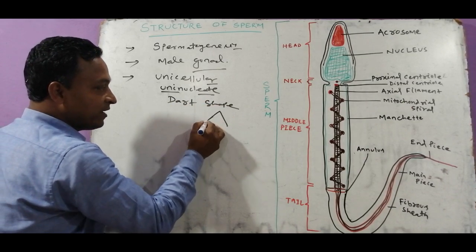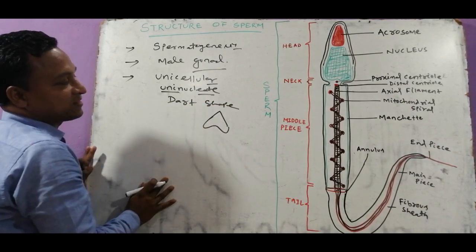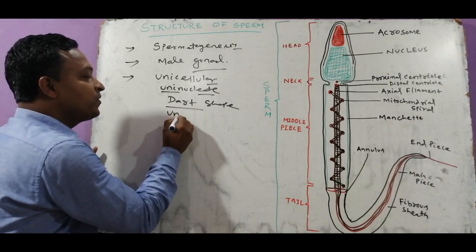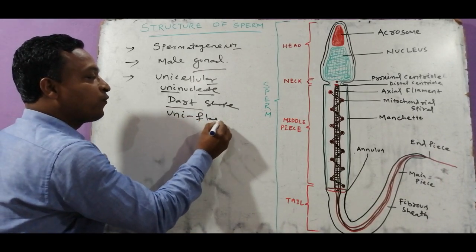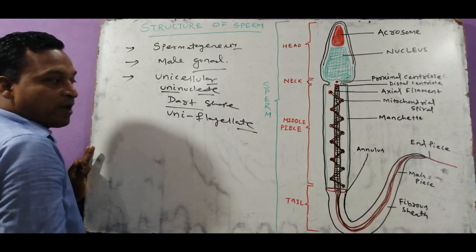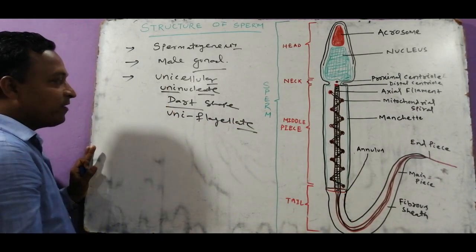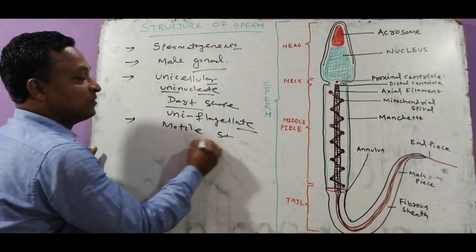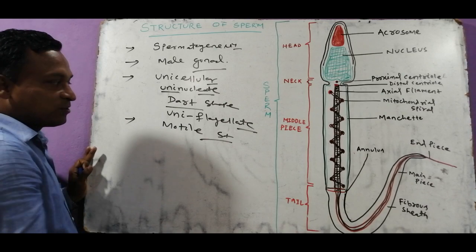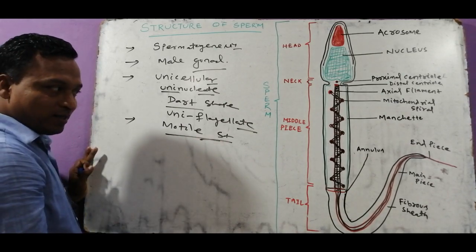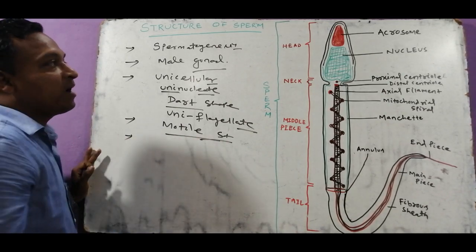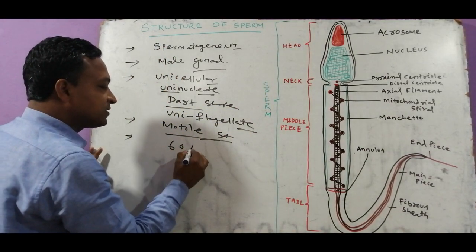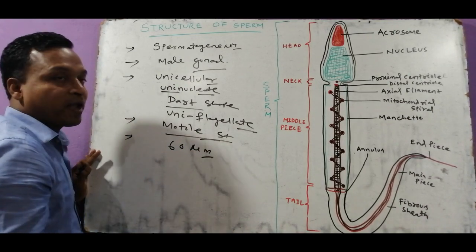It is a dark substructure, and this structure is called a dark cell. In the case of human, it is uniflagellate, made up of a single flagellum. Very interestingly, it is a motile structure, meaning it helps in movement. The entire length of the sperm is basically 60 micrometers.